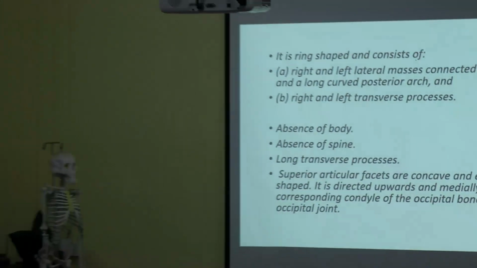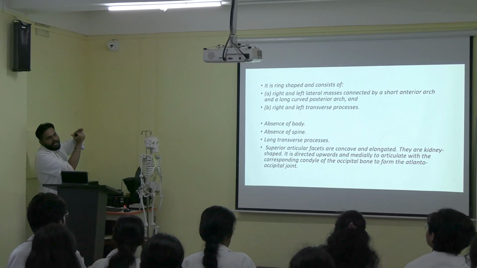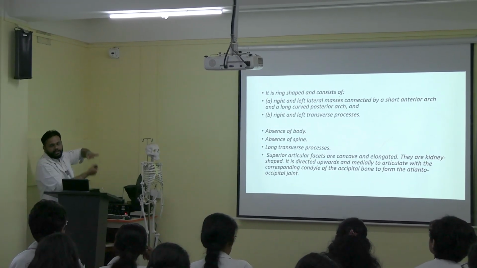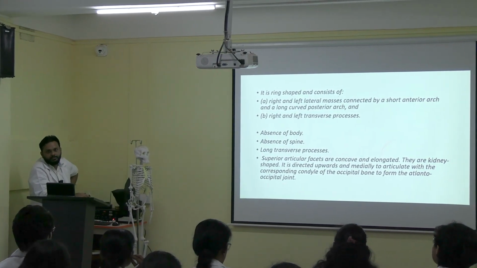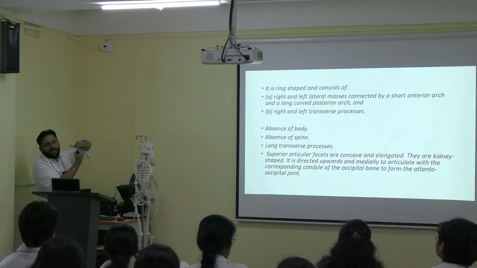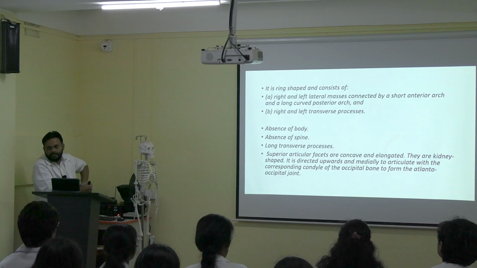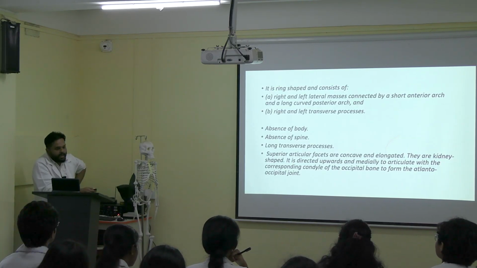Atlanto-occipital joint. Above is the atlas, below is the axis. Which joint? Atlanto-axial joint. Okay. On the superior articular facet, which joint will be there? Which joint is formed in the superior articular facet? Above is the occiput. Atlanto-occipital joint. And in the inferior articular facet, atlanto-axial joint.